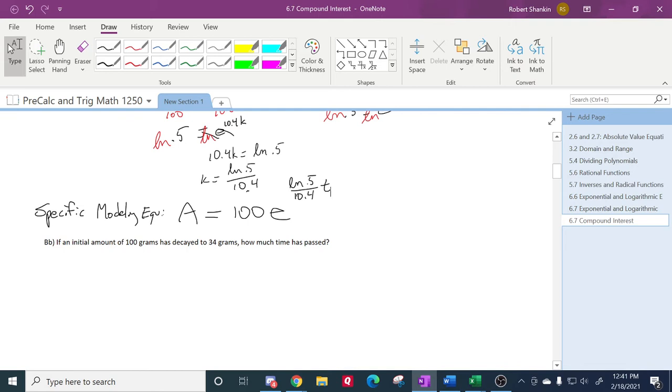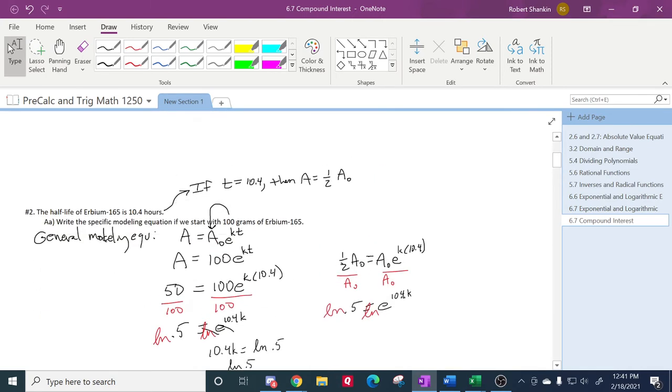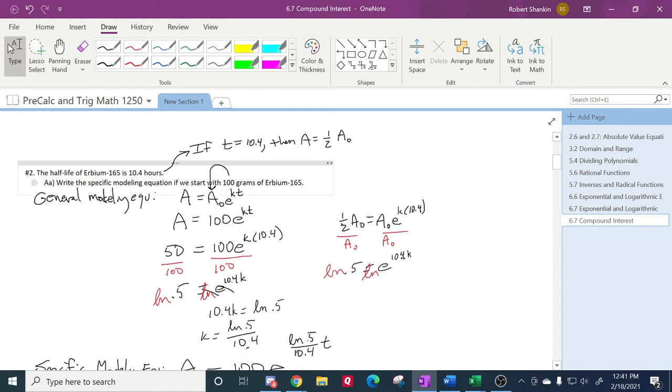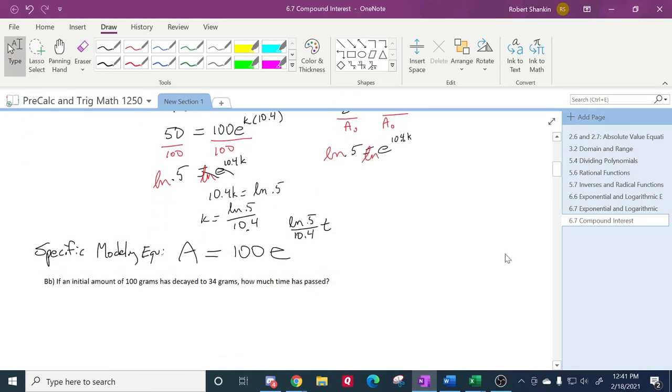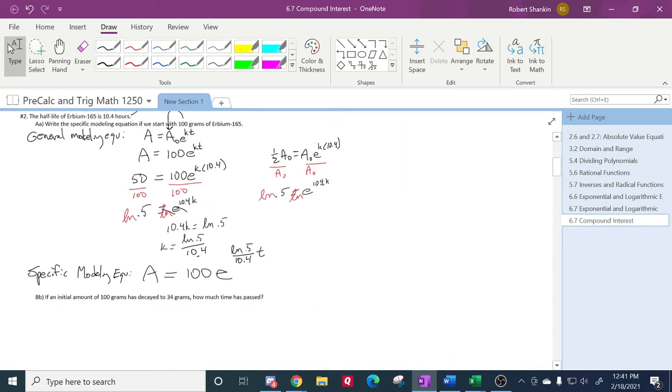If an initial amount of 100 grams has decayed to 34 grams. So it's the same substance, so we get to use the specific modeling equation, figure out how much time has passed. So give you a minute for that.